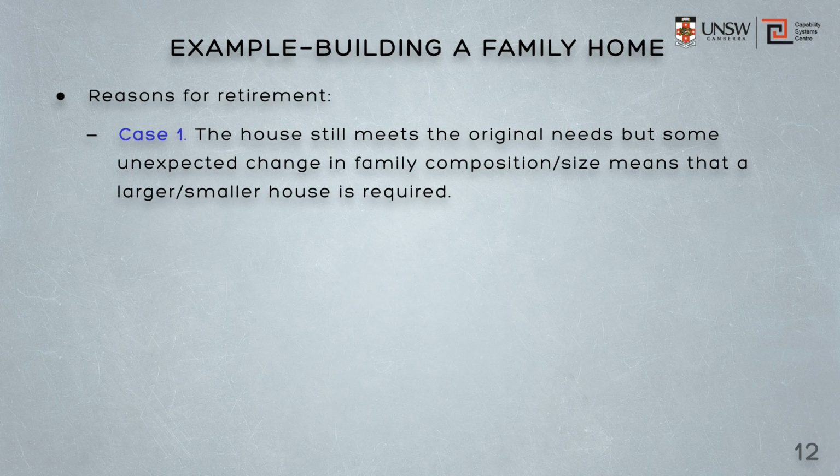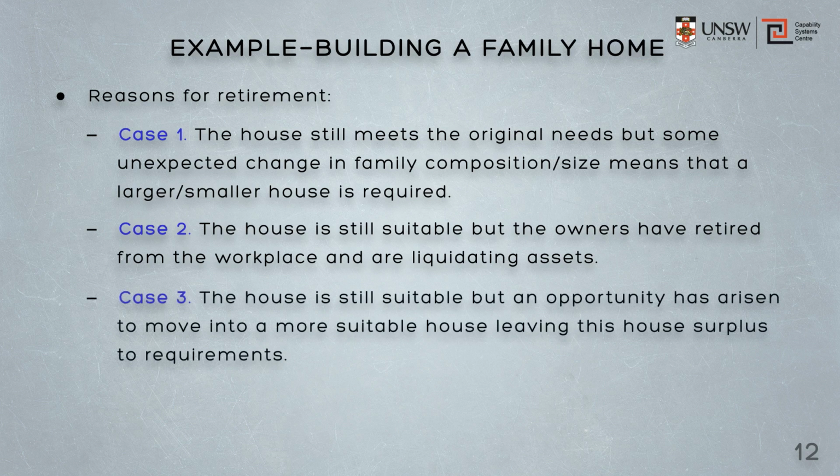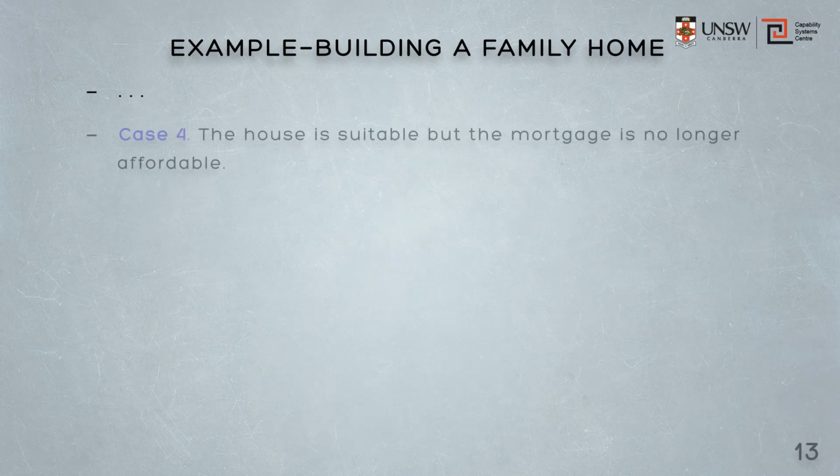Perhaps the unexpected arrival of triplets requires at least another bedroom, or sometime later, as children leave home, the parents may decide to downsize. In the second case, the house is still very useful, but the owners perhaps are leaving the workplace and they're liquidating their assets in preparation for retirement. In the third case, the house is still suitable, but an opportunity has arisen to move into a more suitable house, leaving this one surplus to requirements. In the fourth case, the house is still suitable, but the family's financial circumstances may have worsened and the mortgage might no longer be affordable.